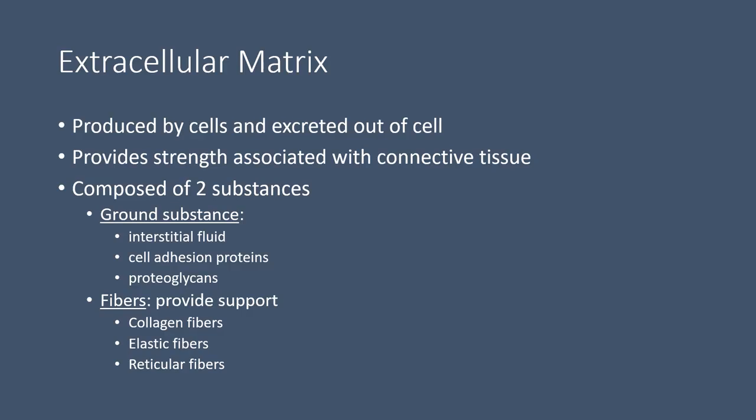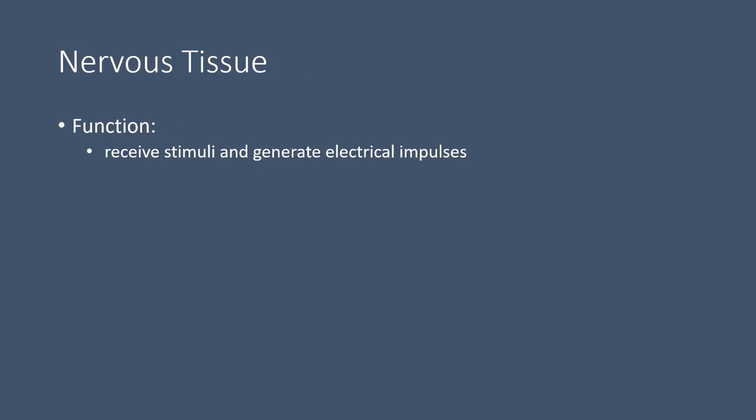The extracellular matrix, as I said, is that material that's outside the cells, between the cells. It's being produced by the cells and then excreted out. It does help provide a lot of additional strength to that tissue. It's usually composed of two different substances. You've got ground substance versus fibers. The ground substance is interstitial fluid. You've got proteins in there and proteoglycans. And then the fibers help to provide support. It can be collagen fibers, it can be elastic fibers, it can be reticular fibers. It just depends on which type of tissue you are talking about.